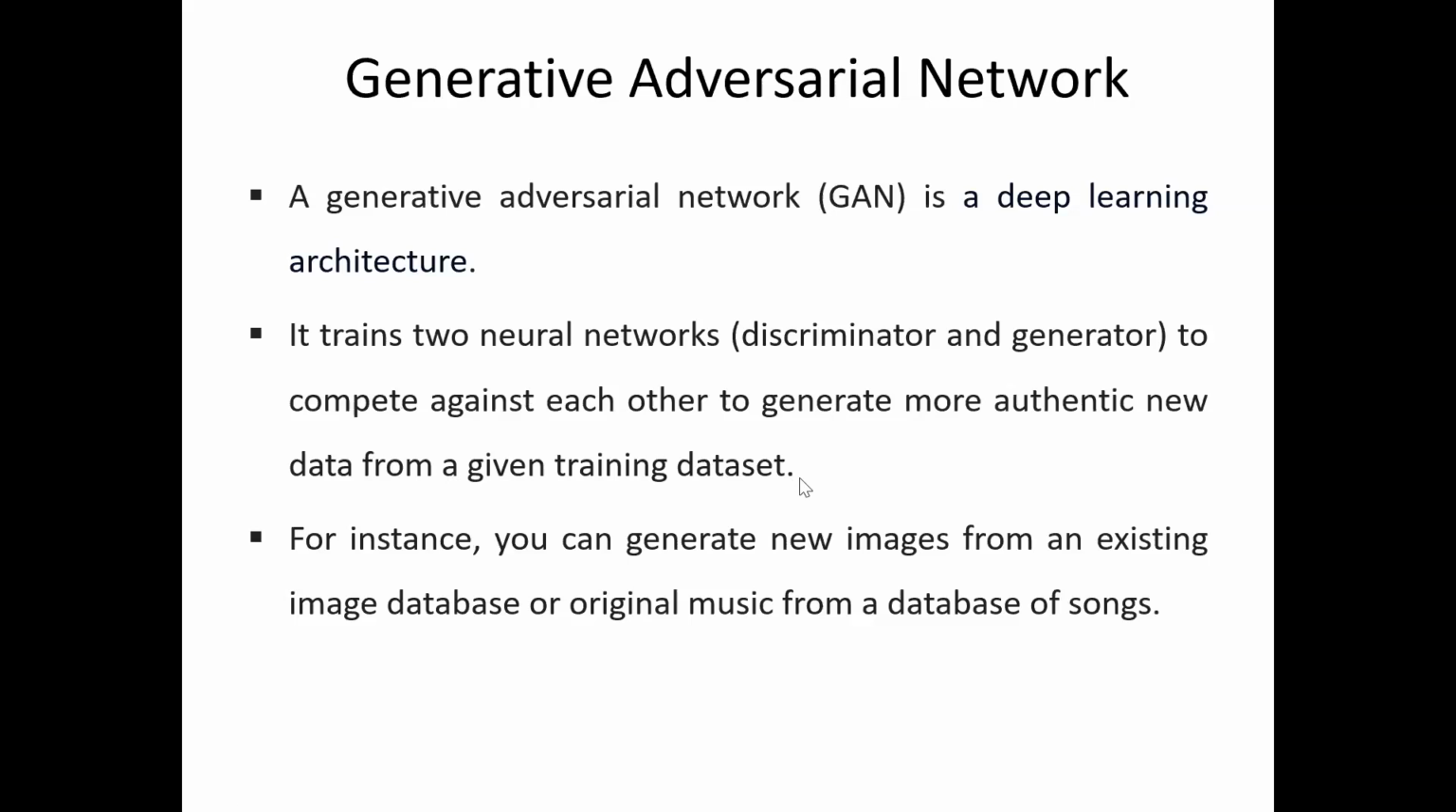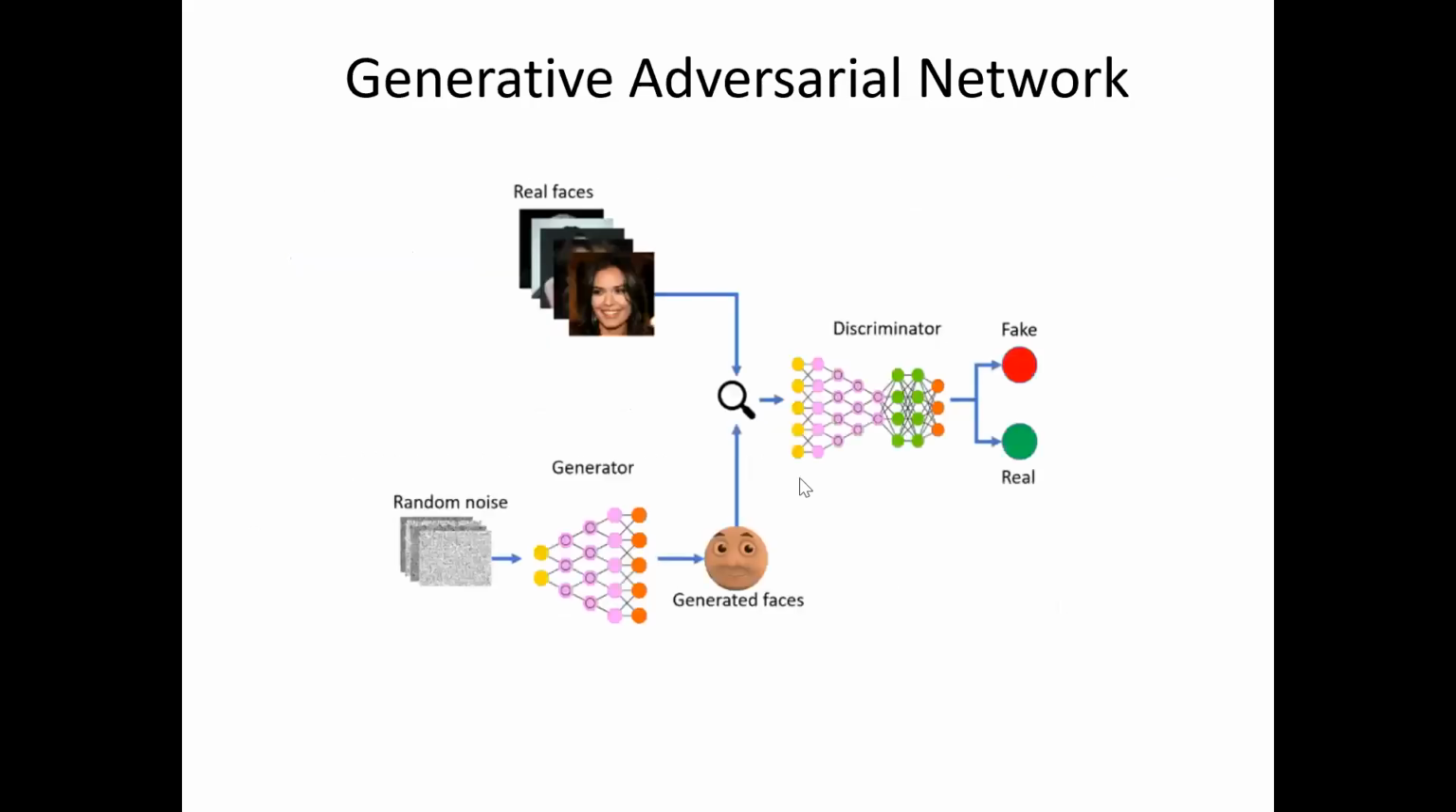That is another application. It may be used to create new data, as well as to train the model in such a way that it can easily distinguish the original samples from the fake. So your model should become a quick learner. For instance, you can generate new images from an existing image database or original music from a database of songs. So these are some applications. So this is an example of GAN.